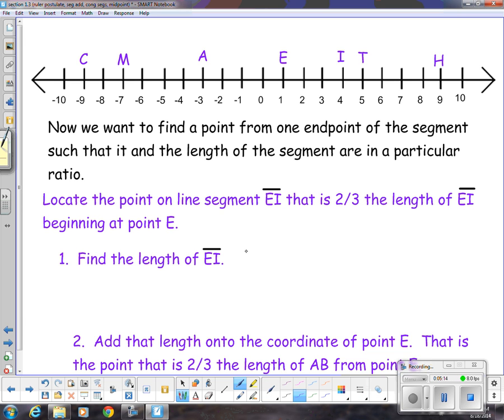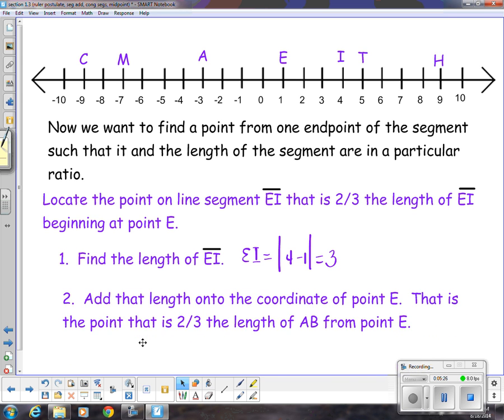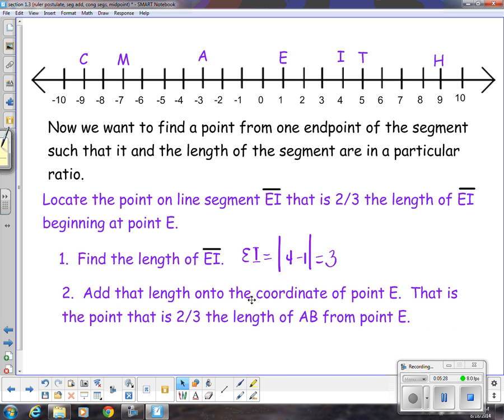The length of EI, so notice I don't use a little bar on top, is equal to the absolute value of 4 minus 1, or 3. All right, so now I'm going to add that length onto the coordinate of point E. That is the point that is 2/3 the length. Okay, 2/3 the length of AB from point E. I don't know where this came from. All right, so what am I going to do at this point?